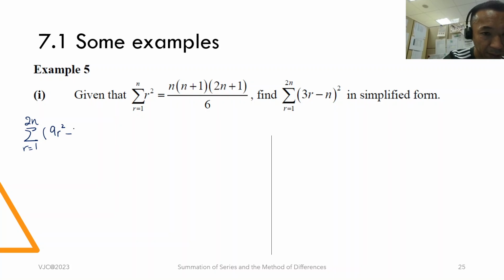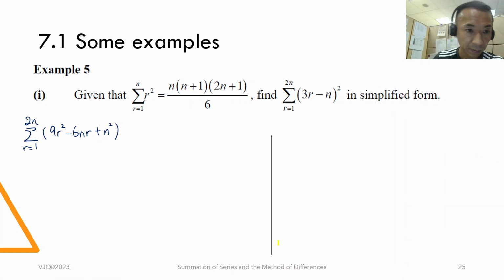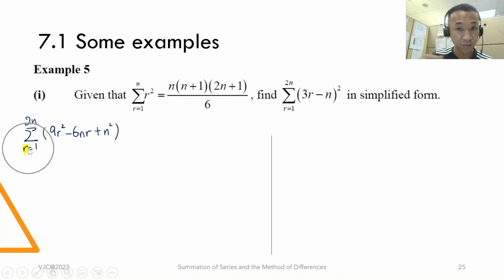9r squared minus 6rn plus n squared. At this point, let us be very clear. Maybe I use a different ink here. r is the variable in this case. That means your first term is when you sub r equals 1 into this expression. You will notice if you sub r equals 1 into this, the n squared doesn't change. It will always remain n squared. In this case, therefore, n is a constant. The r here is the variable. r equals 1, r equals 2, r equals 3. Correct? Let's be very clear.